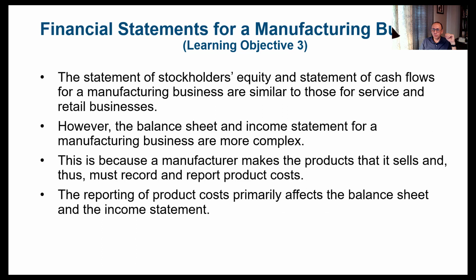So when we talk about the balance sheet and the income statement for manufacturing businesses, things would be different, because for manufacturing businesses, the balance sheet and the income statement will be more detailed. I don't want to use the word complex as it's mentioned here, but it's more detailed. Why is that? It's because manufacturing makes the product that it sells and therefore must record and report the product cost. The reporting of product cost primarily affects the balance sheet and the income statement.